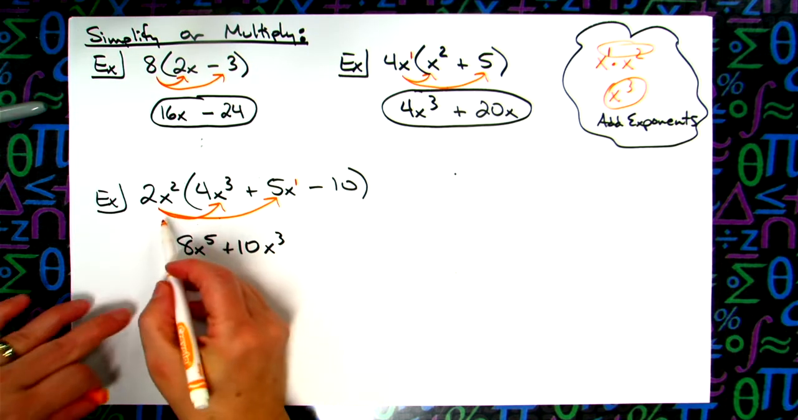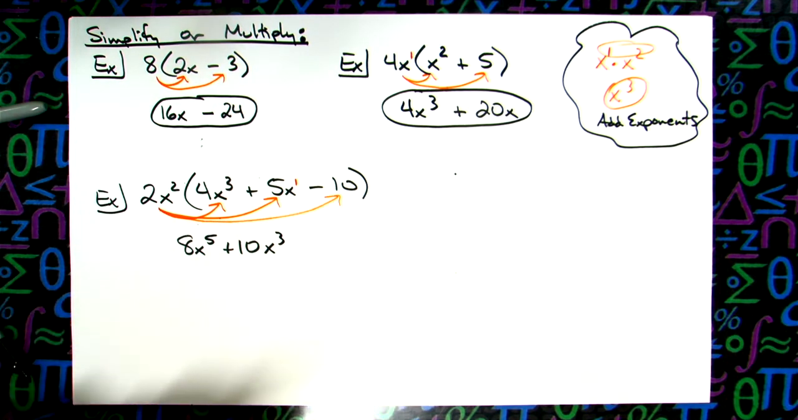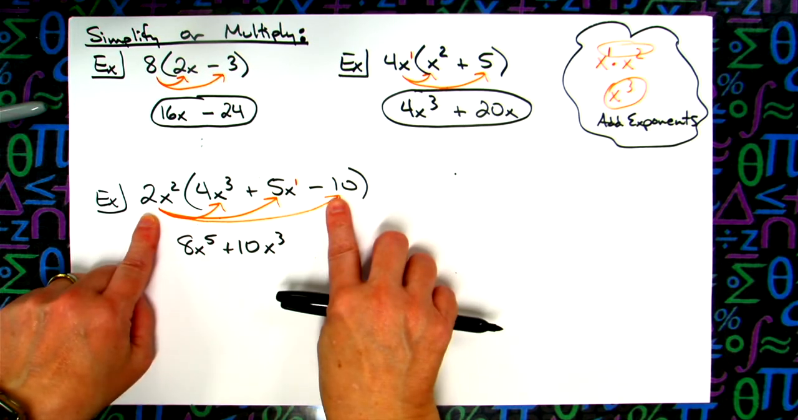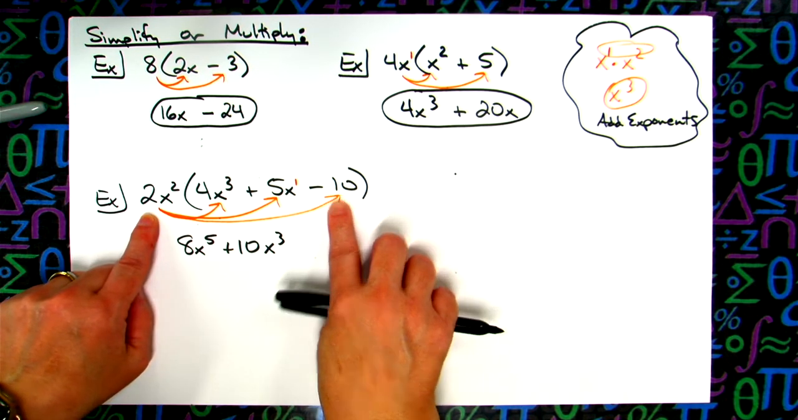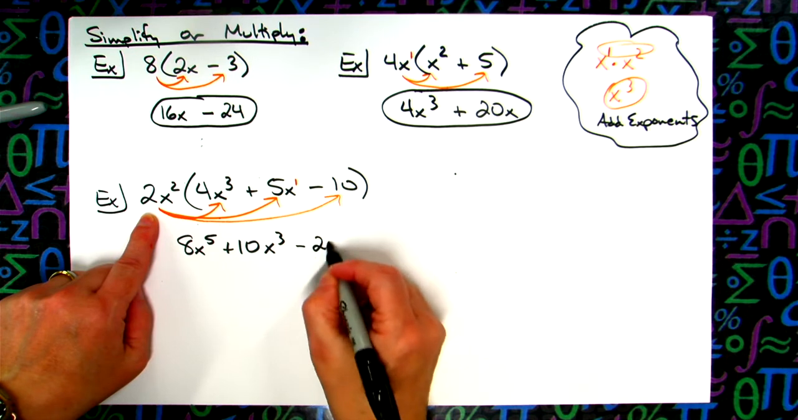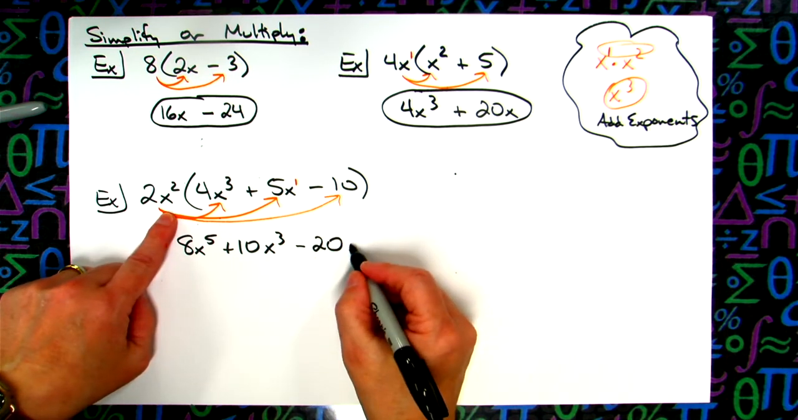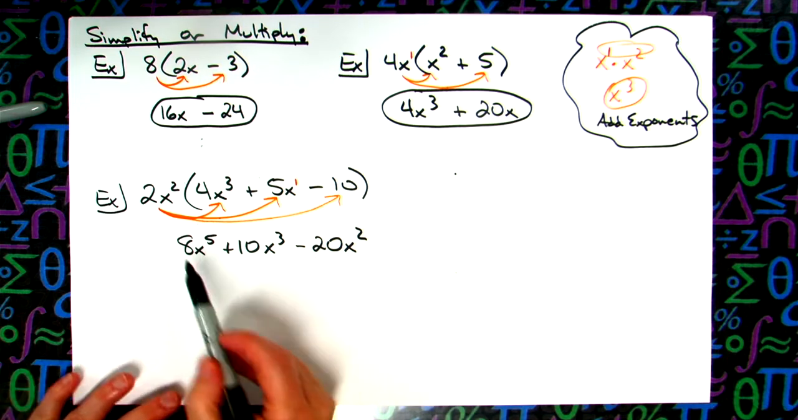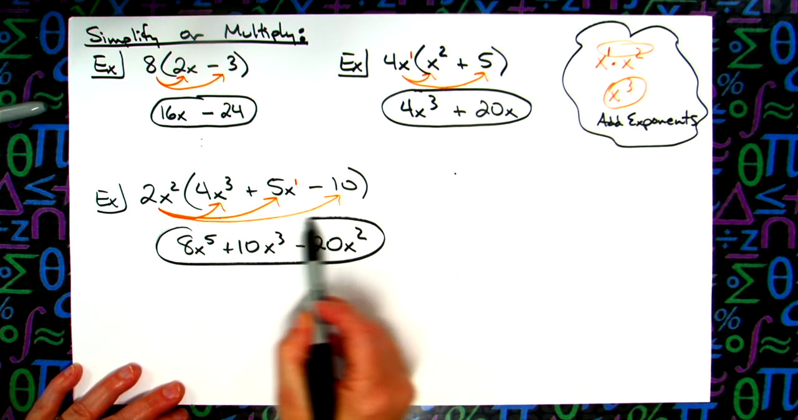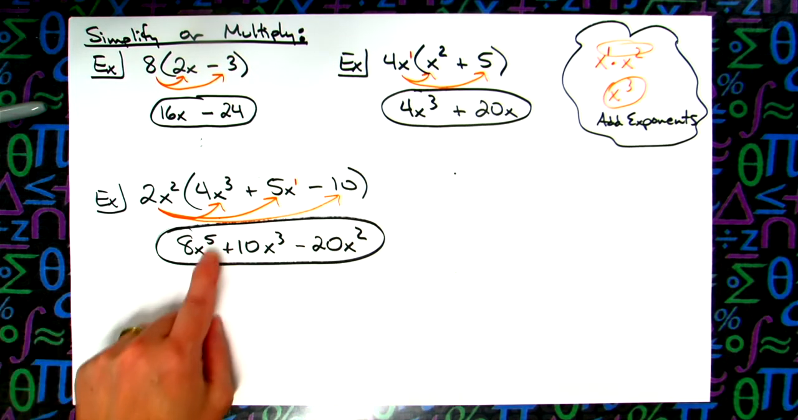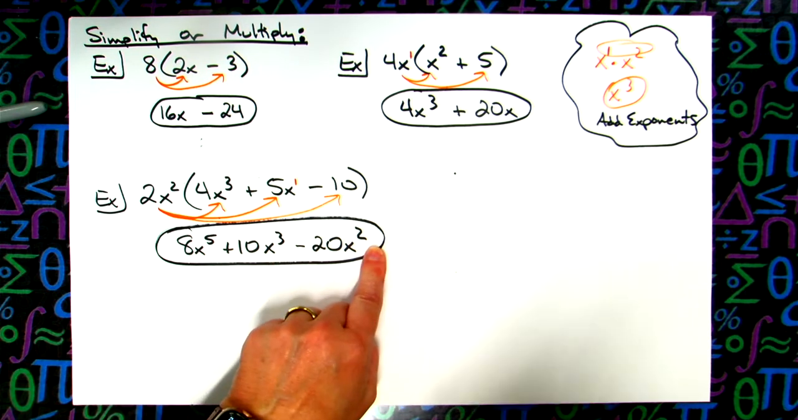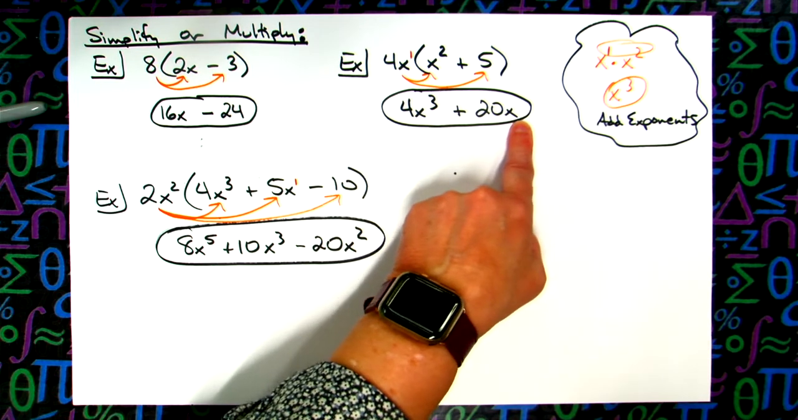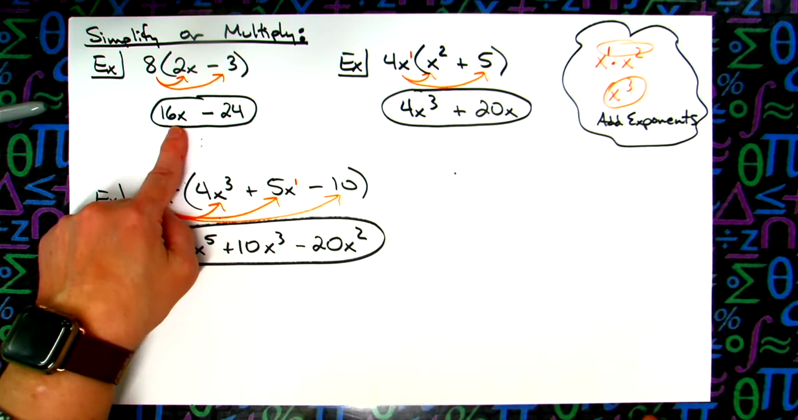Then we do the 3rd arrow. 2x squared times a negative 10. So 2 times negative 10 is negative 20. And then I just have to make sure and include the x squared. Now, are these in standard form? Is this 5 and then 3 and then 2? Are they decreasing? Yep, so it's in standard form. This is a 3 and then this is a 1. I'm in decreasing order, so I'm in standard form.